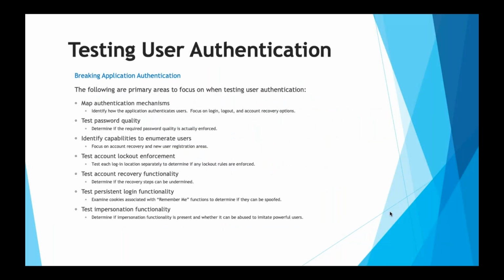Now, what is authentication? Authentication is wherein you have a page where you are authenticating yourself. You're telling it who you are, and there are things you can check to see whether the authentication is proper or not. You can test the password quality. There are applications which accept a 6-character password, which is very easy to brute force. You can create your own password table and just brute force it. Then you can enumerate.